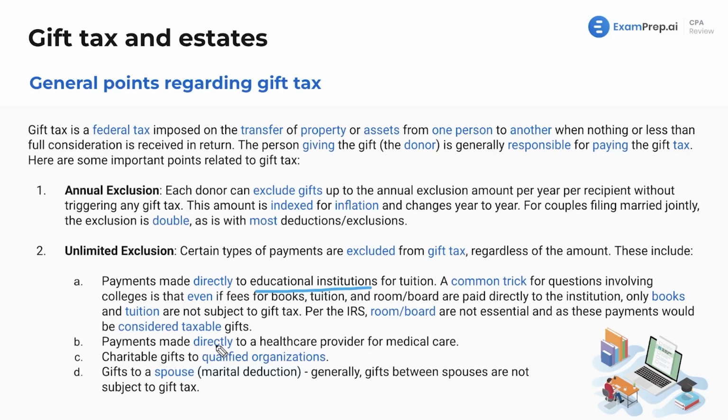As I said, also, payments made directly to a healthcare provider for medical care. Directly, don't pass go, don't collect $200, give it right to the healthcare provider, not to the patient. Charitable gifts to qualified organizations.